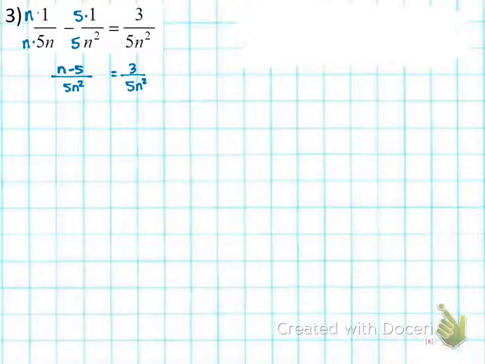So let's do step 2 now. We're going to cross multiply. We have to make sure that we have parentheses around here. So we got n minus 5 times 5n squared is going to be 5n cubed. And then we got negative 5 times 5 is going to be negative 25n squared, which is all equal to 5n squared times 3, which is 15n squared.